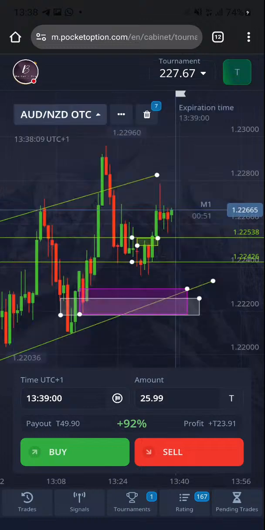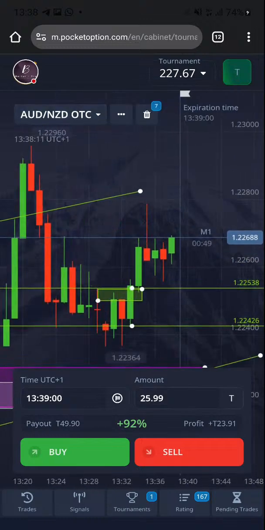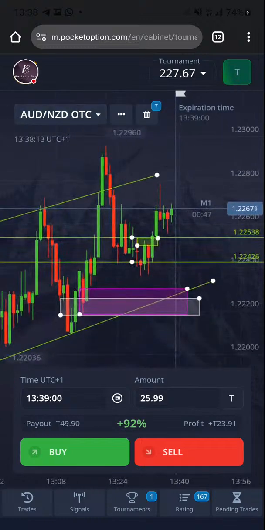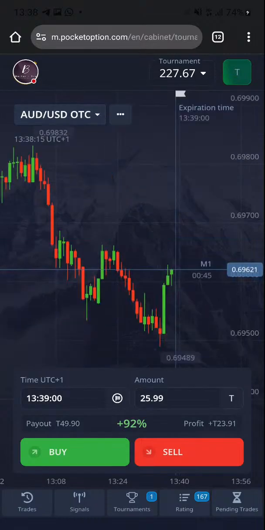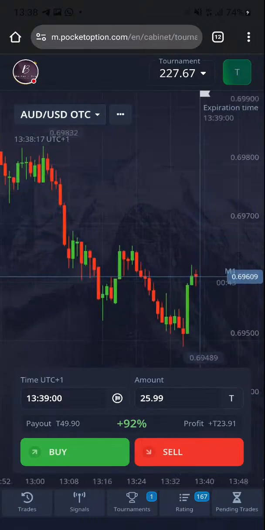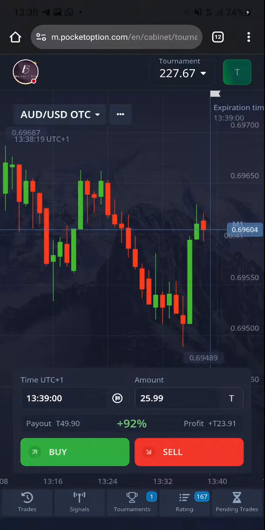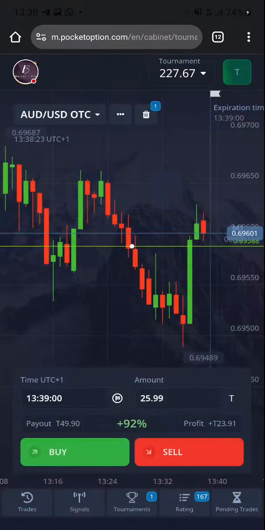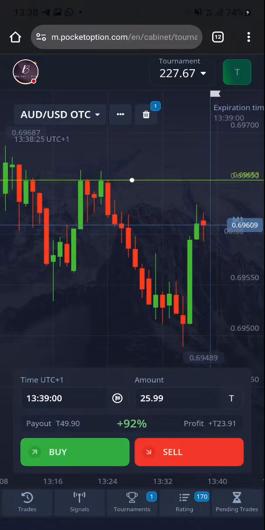I'm here to see a very good opportunity. So let's check other pairs. This is a very nice level, but I really don't know what to do with it. And it has a round number.